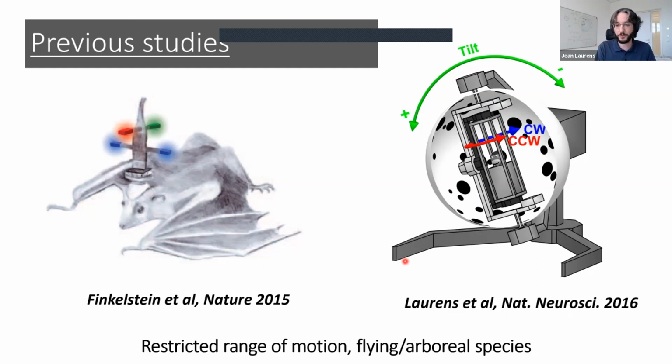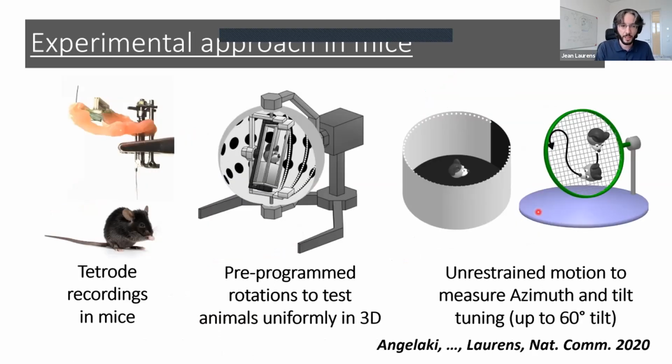And also they were performed in flying species in the case of bats and in arboreal species in the case of macaque. And people argued that if you were to record in rodents or even in humans, which are essentially terrestrial animals, then you wouldn't find head direction cells. So in order to resolve this, we started recording studies in mice.